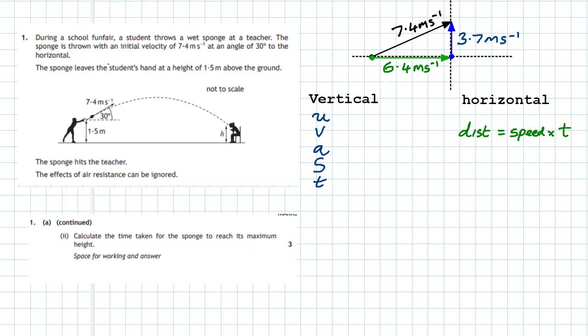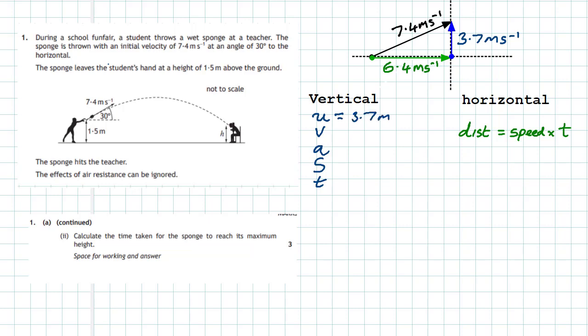The horizontal data I've written in words. Horizontal distance equals horizontal speed times time, because the horizontal speed component doesn't change through the flight, and we can split these two components up because they are independent of each other. Now let's go and put in the data. First thing, the initial vertical velocity. Well, initial vertical velocity we know is 3.7 meters per second, so that goes into the data.